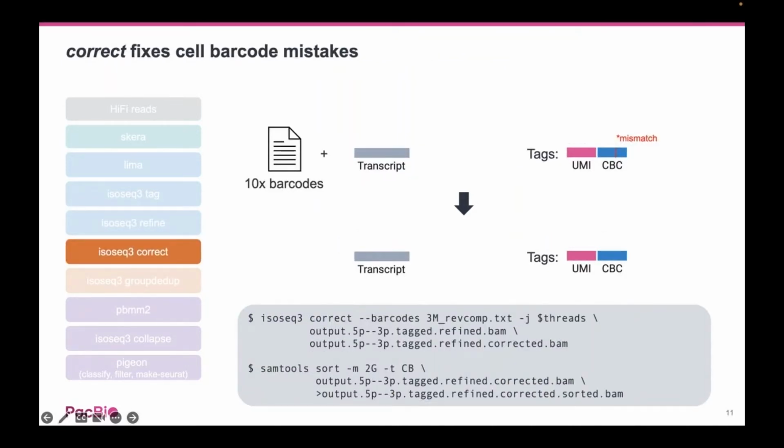Next, we use Iso-seq 3 correct to fix cell barcode mistakes. This takes an include list that we take from 10x as well as our reads to correct cell barcodes that are within a certain edit distance of canonical barcodes. It should be noted that the cell barcode include list that is provided directly from 10x is oriented from 3' to 5', which is why we reverse complement all of our sequences here. Following this, we also use SAMtools to sort the output BAM file by the cell barcode and UMI.